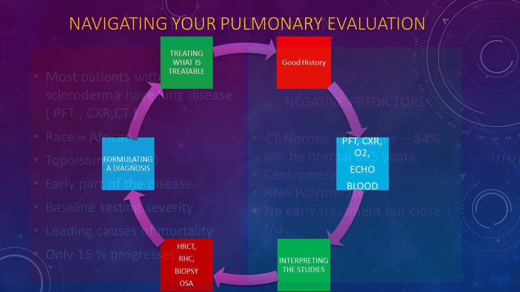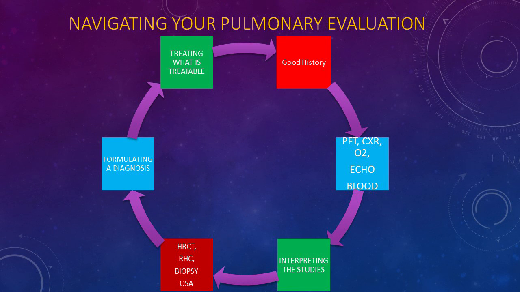It's really a team effort of different specialists here because each one is trained to look at certain things. So how are you going to navigate? Once you have a diagnosis of scleroderma, how is your pulmonary provider going to take you through this process? The first thing they're going to do is get a good history, and we talked about that.